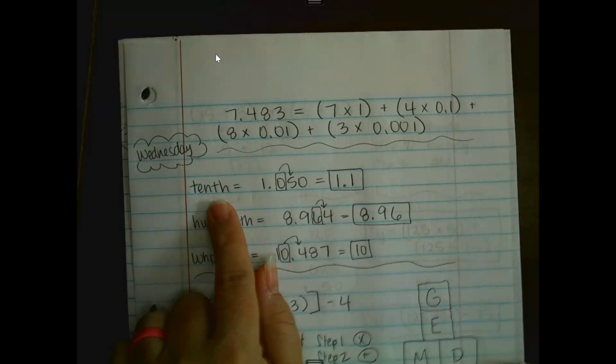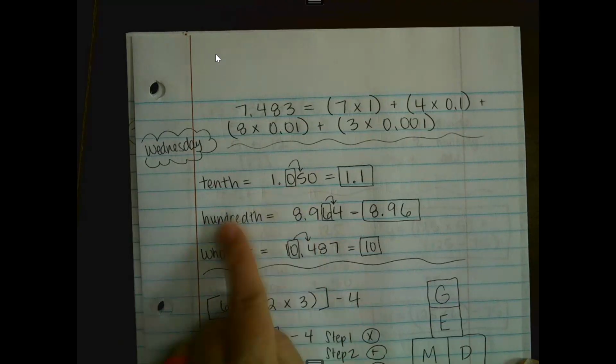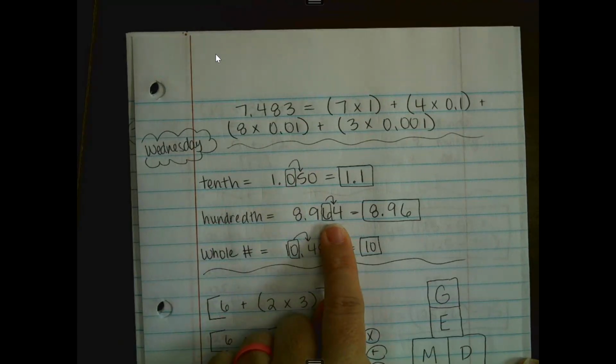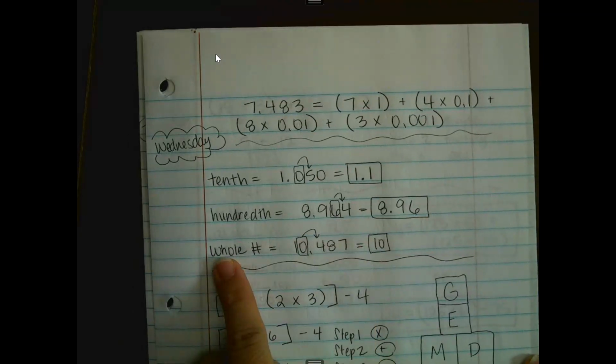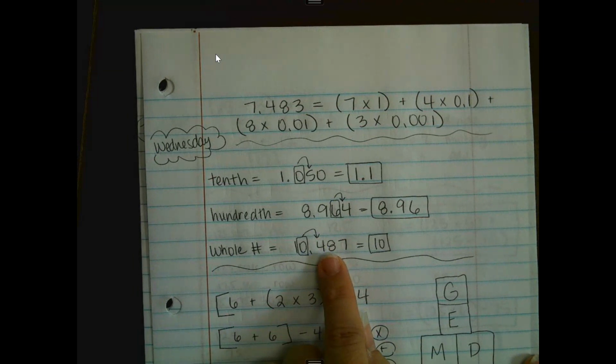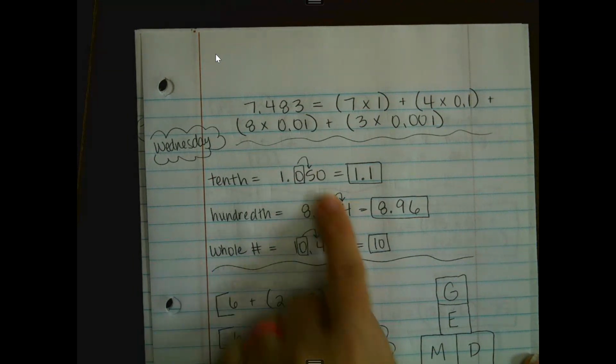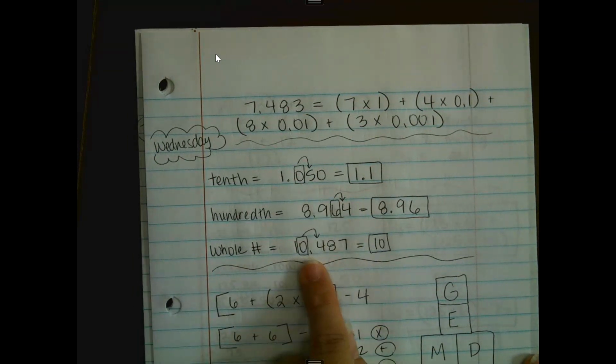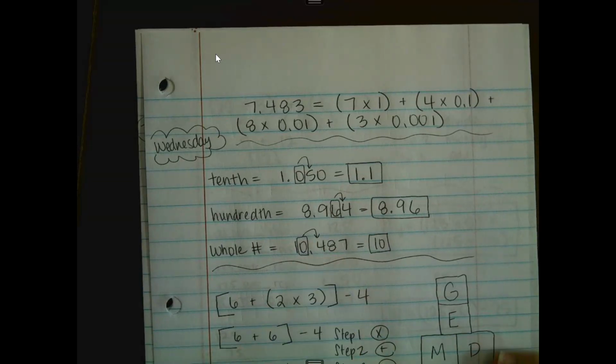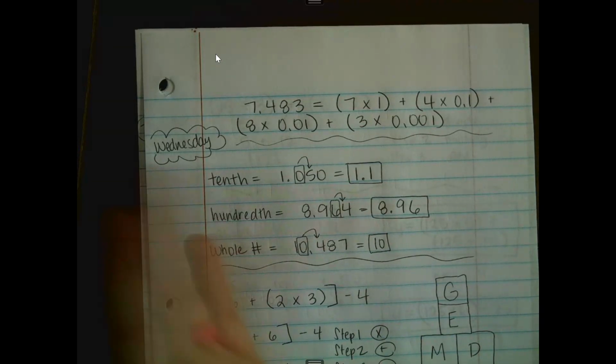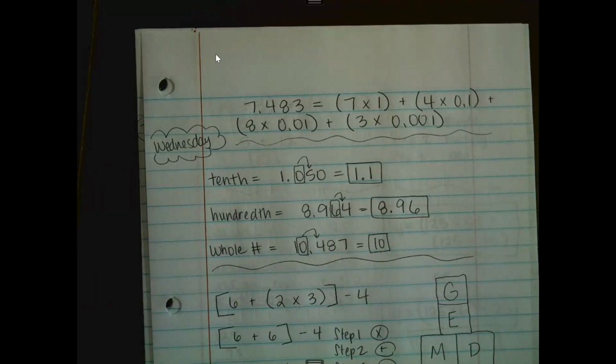So on this one, I found the tenths place. On this one, I found the hundredth place. And in this one, I found the nearest whole number. And then when I looked next door on each of them, that's what helps me know whether I'm going to round up to the next tenth, hundredth, or whole number, or if I'm going to leave it the same.